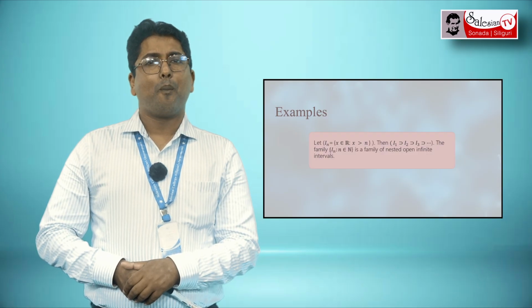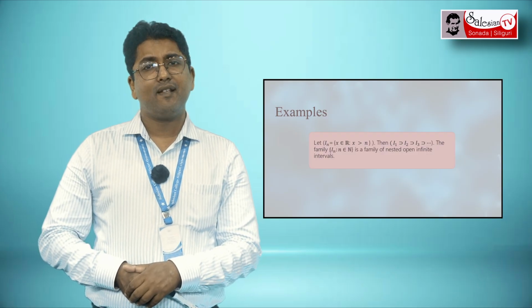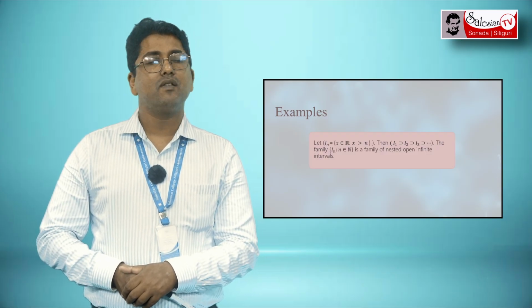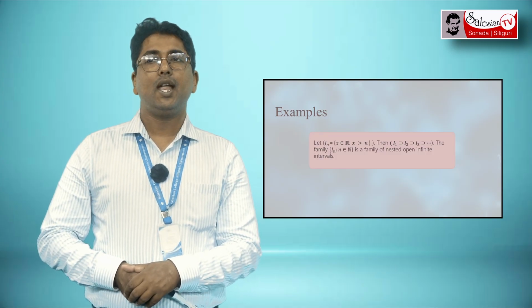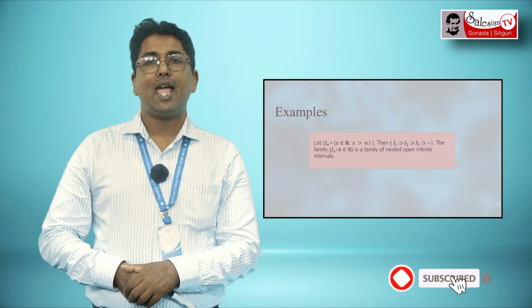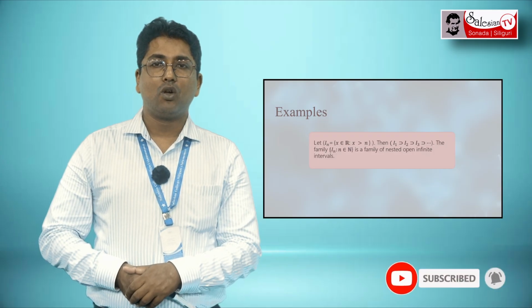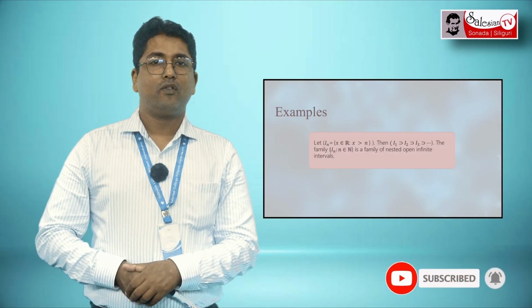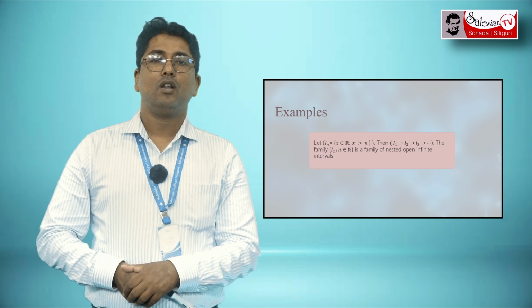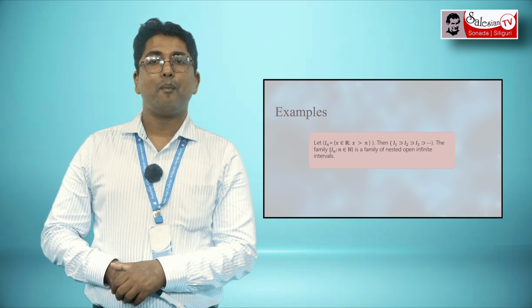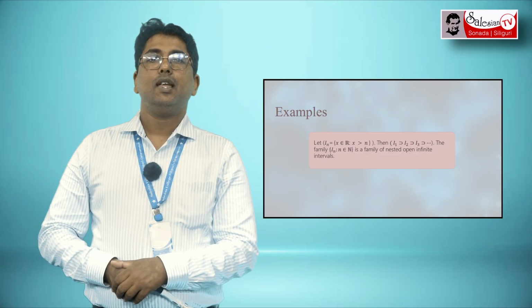That means the property of nestedness is preserved here, but the intervals are not completely bounded. Though bounded above, they are not at all bounded below, because there is no lower bound. So this is a very good example of a nested open interval which is unbounded below. At the same time, I'll provide another type of example where the intervals are closed but unbounded.